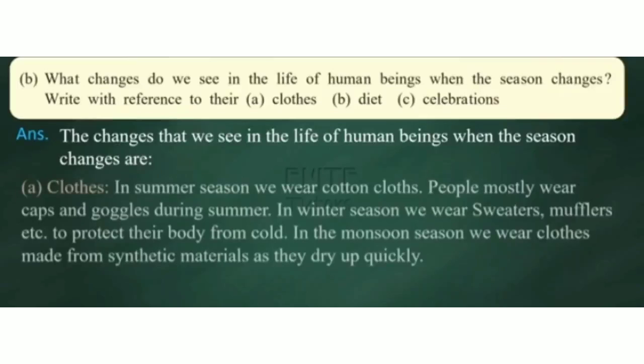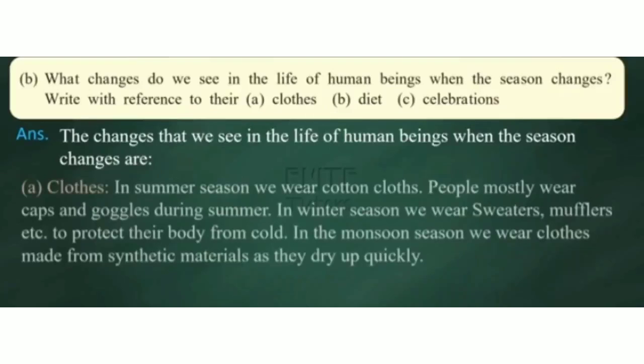In the winter season, okay, what I'll do is, see, for clothes I'll describe all of the seasons. For diet and celebration, सब season का आपको लिखना है. Fine. So for clothes in summer season we wear cotton clothes. People mostly wear caps and goggles during summer.